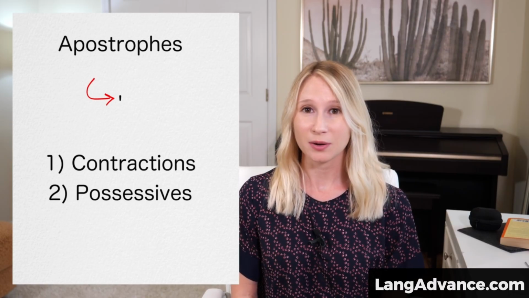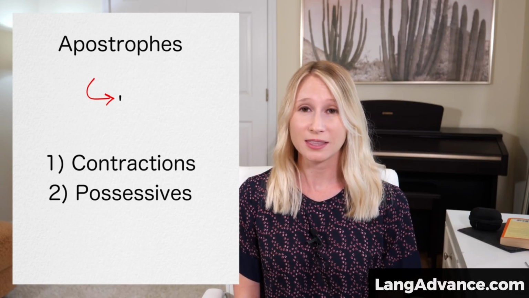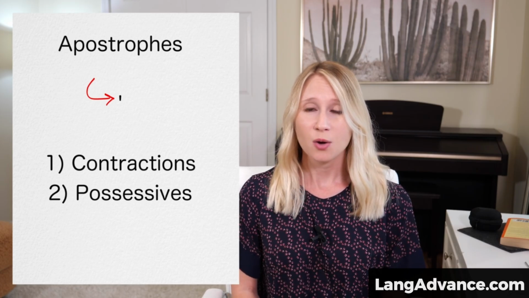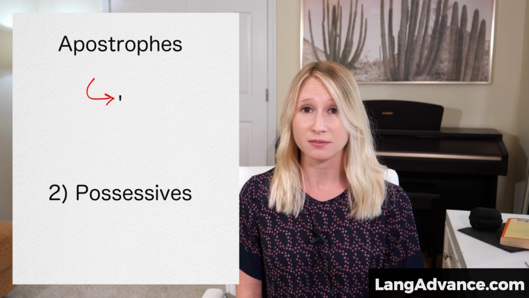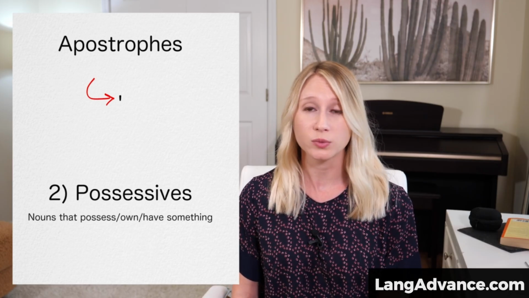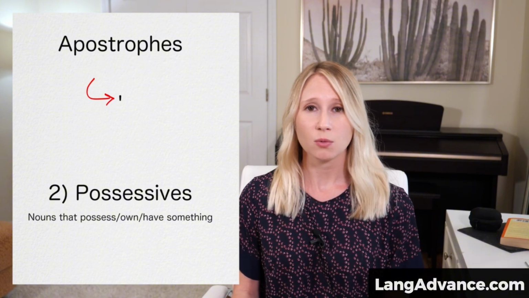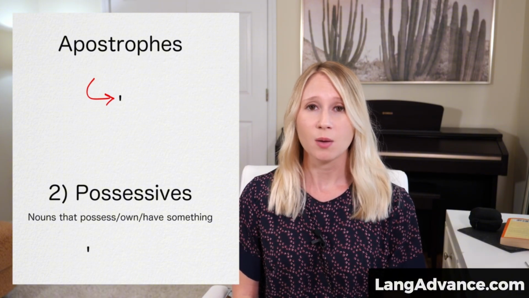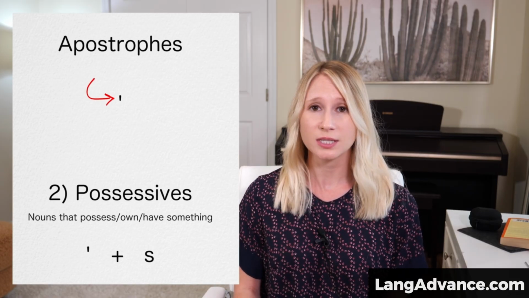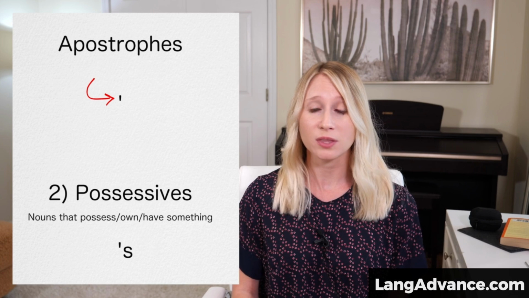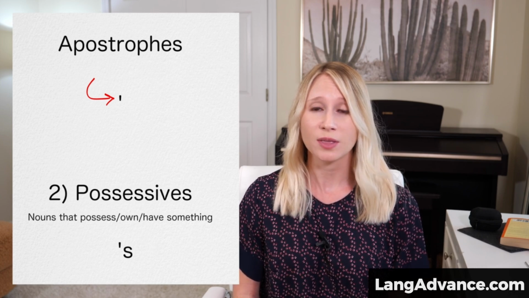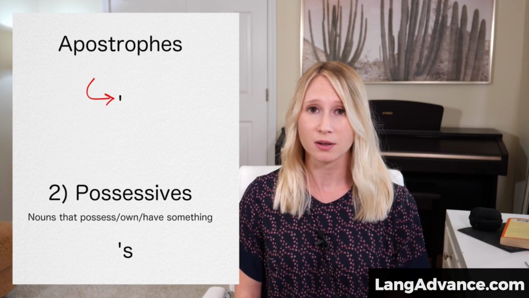Let's talk about the second way we use apostrophes in the English language. While we use apostrophes for contractions, we also use them for possessives. We use the apostrophe to show that something or someone owns something. To do this, we not only use an apostrophe, but we also use the letter S. When talking about possession, you'll see an apostrophe paired with the letter S. We use the apostrophe S to show that someone or something owns something.